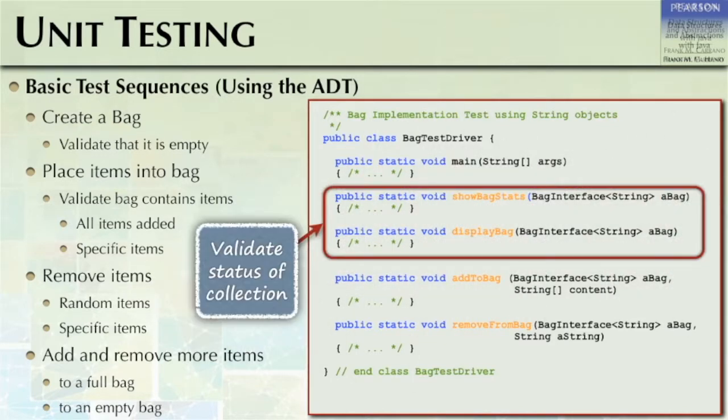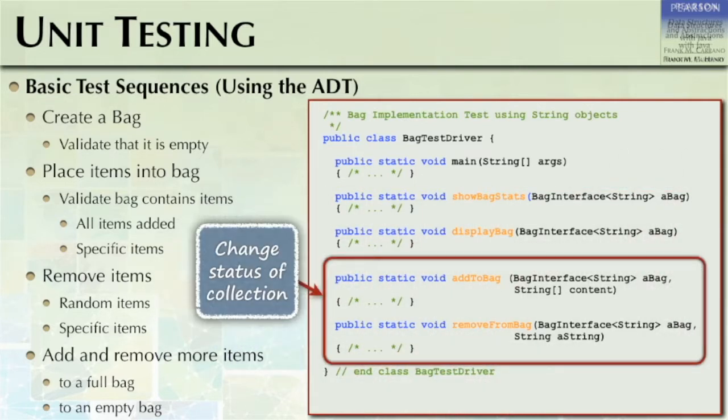We have a set of helper methods that shows us the status of the bag. Show bag stats calls get current size and reports those to the user. The display bag method calls the bag's toArray method and then displays the items in the bag for the user to validate. The add to bag and remove from bag helper methods add and remove items respectively, but also validate that the correct item was added or removed.